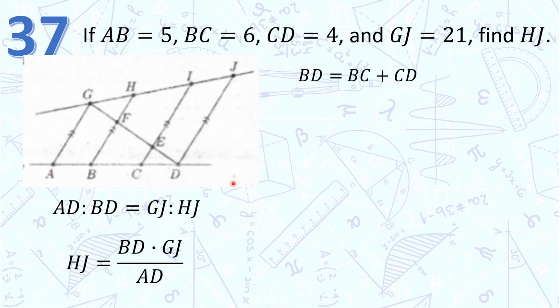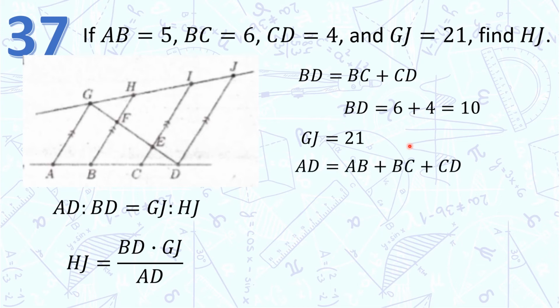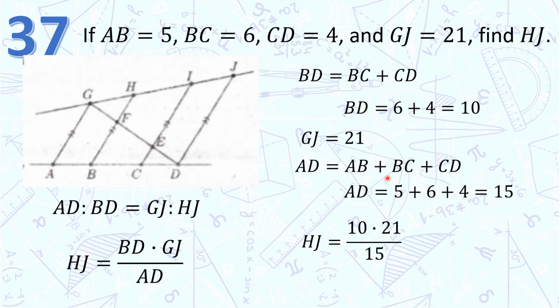But BD is equal to BC plus CD. BC and CD are given, so we have BD is equal to 6 plus 4, that is equal to 10. GJ is given as 21. AD is equal to AB plus BC plus CD. AB, BC, and CD are given, so we have AD is equal to 15. Now we can solve for HJ, substituting the values. 10 times 21 over 15, and that is equal to 14.